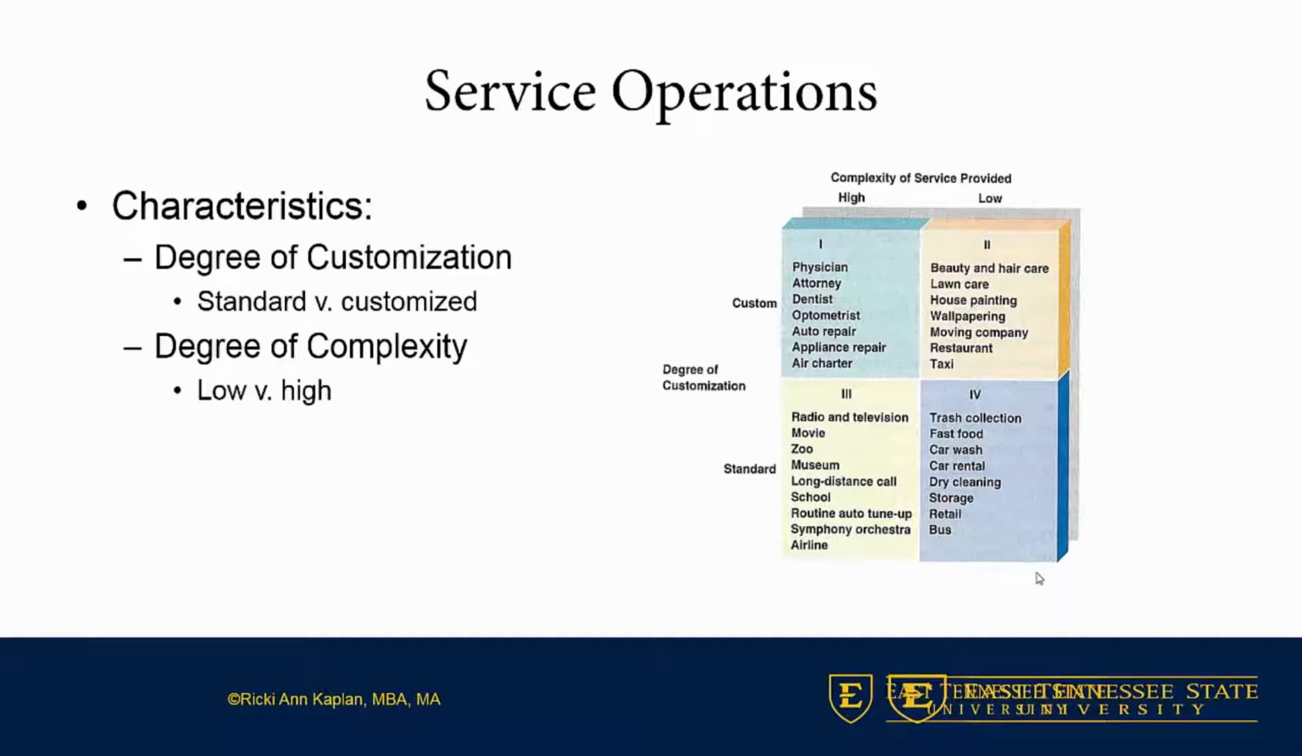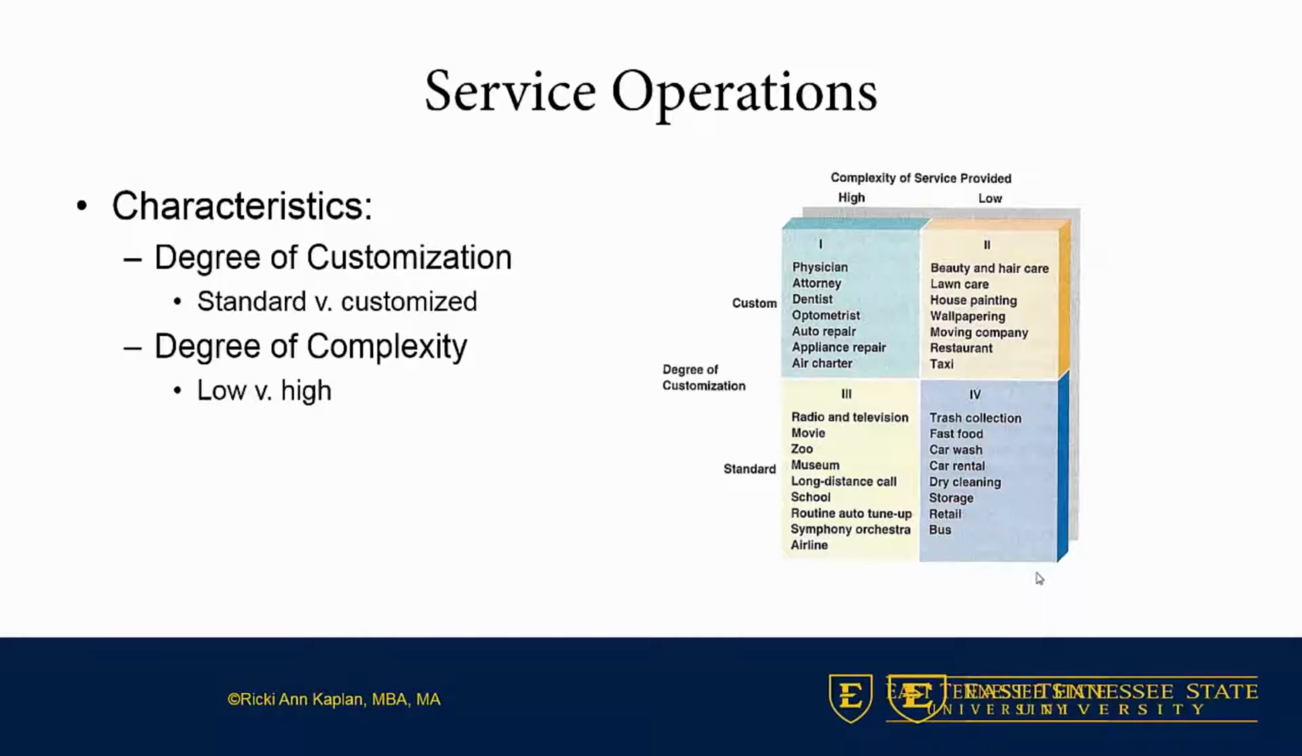Service operations have two different types of characteristics. The first is the degree of customization, which can be standard or customized. The second is the degree of complexity, which can be low or high. When we take a look at standardization versus customization, we're taking a look at radio, television, car rentals, dry cleaning, airlines. Where customized would be your physicians, your beauty, your hair care.